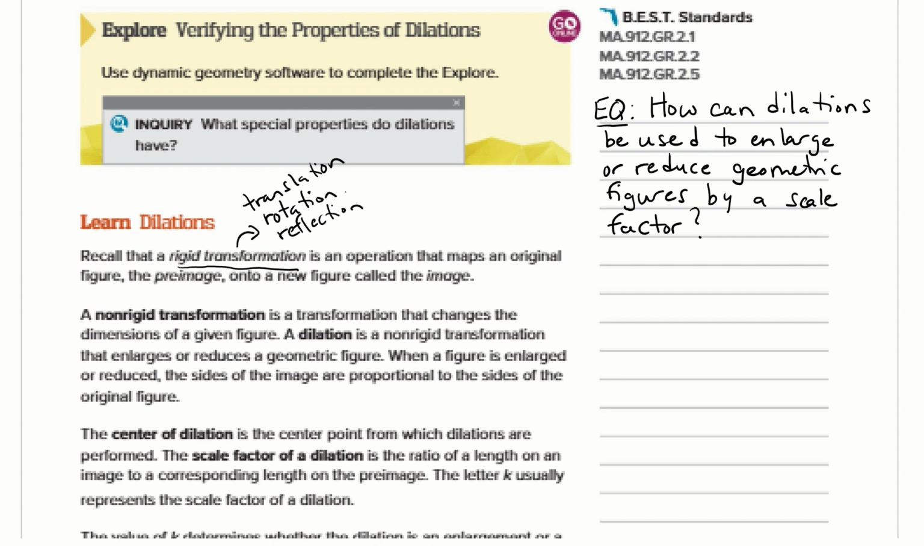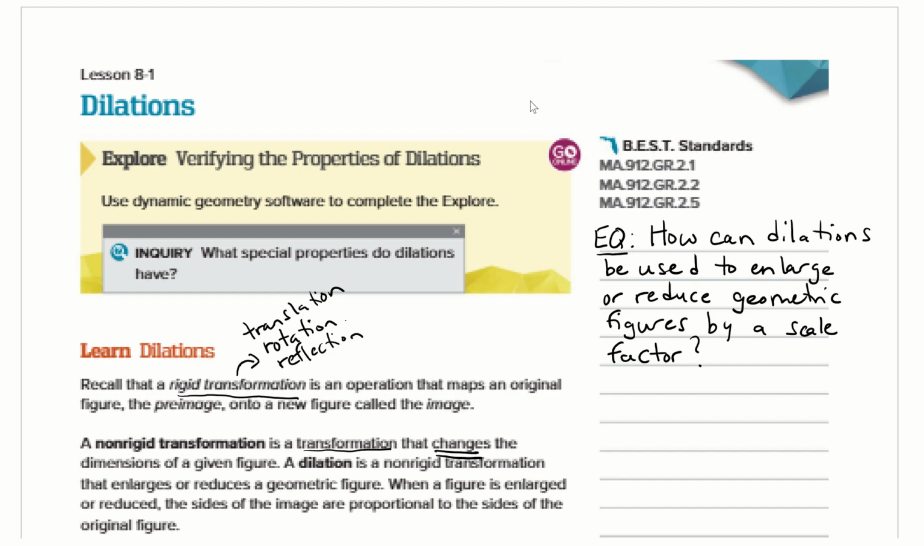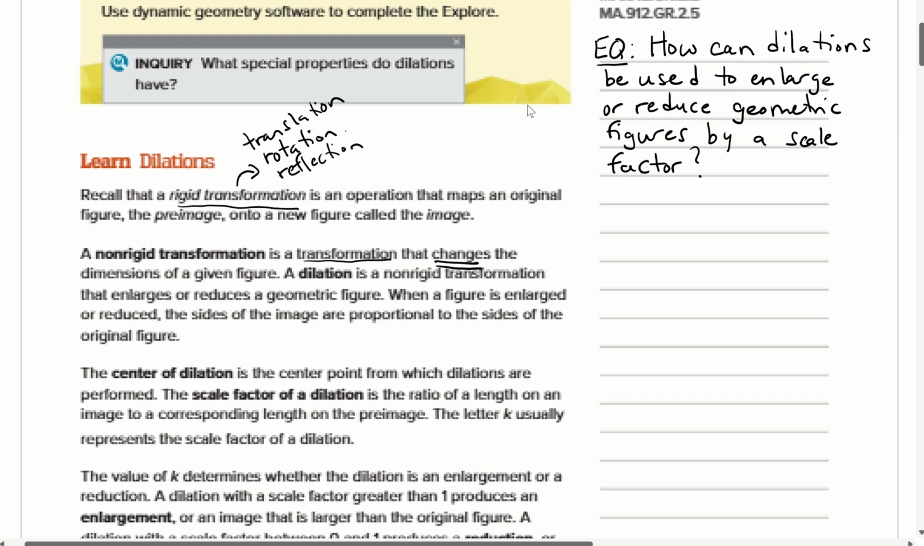Now this new transformation is non-rigid. Non-rigid meaning that it's a transformation that changes the dimensions. It changes the dimensions of a given figure. All right, so think of a rubber band. You have a rubber band and you stretch it, it's going to enlarge it. If you compress it, it's going to be reduced in size. So think of dilations, non-rigid transformations, as that. Okay, so a dilation specifically is a non-rigid transformation that enlarges or reduces a geometric figure. So it enlarges it or reduces it.